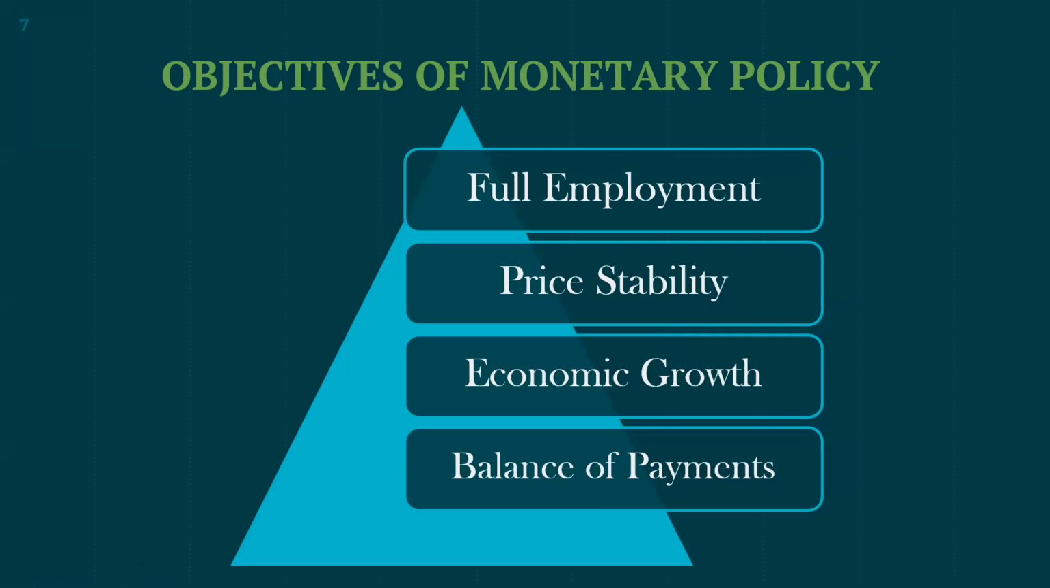Next is price stability. It is considered the most genuine objective of monetary policy because a stable price means there is public confidence and also there is no cyclic fluctuation. All the cyclic fluctuations are eliminated.